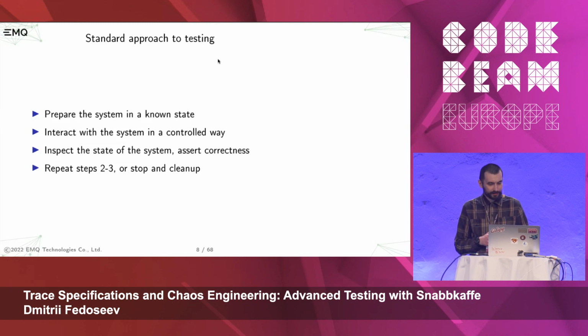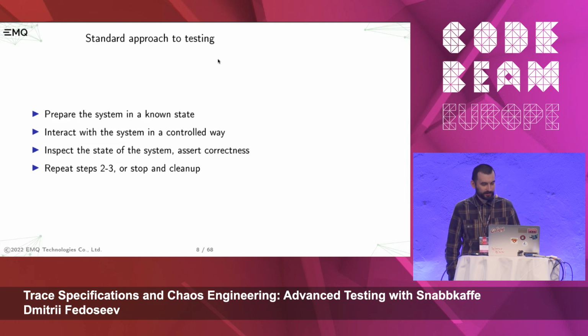Then we interact with the system in a controlled way, call some APIs, send some messages, or interact with REST endpoint. Then we inspect the state of the system and assert correctness. This is where the actual testing takes place. For this reason, I call this approach state-based. Then steps 2 and 3 can be repeated, or you can just stop the test case and do a cleanup.